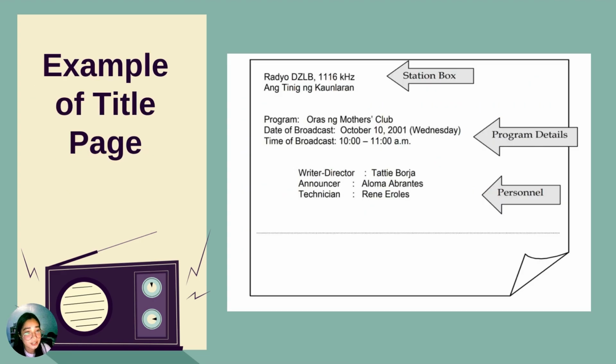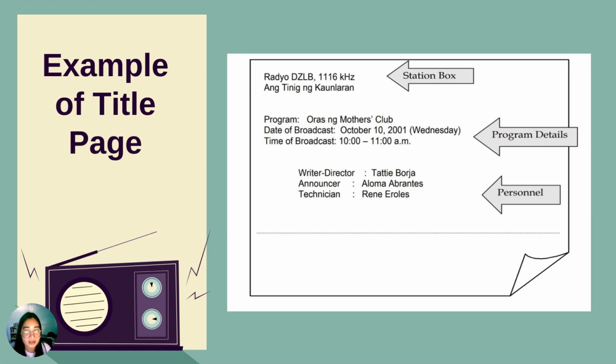So here is another example of the format of the title page, which is taken from our Module 10. First is the station box, which includes the title of the station, the frequency, and the call sign. The title of the station is Radio DZLB, the frequency is 1116, and the call sign is Ang Tinig ng Kaunlaran.